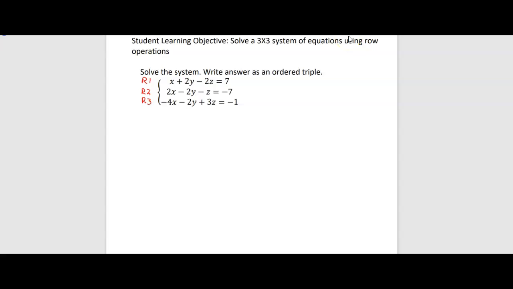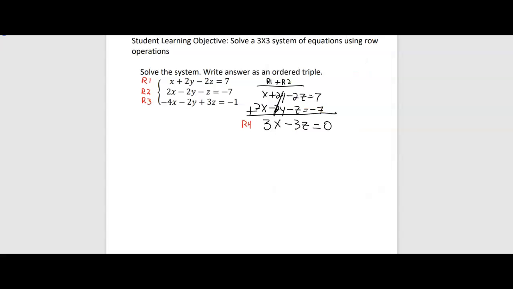This is a process of elimination. For example, if I do row 1 plus row 2, I would have x plus 2y minus 2z equals 7, that's row 1, and 2x minus 2y minus z equals negative 7, that's row 2. If I add these together, we get some elimination. We can eliminate the y. We get 3x minus 3z equals 0. This is great. So this I would call row 4.